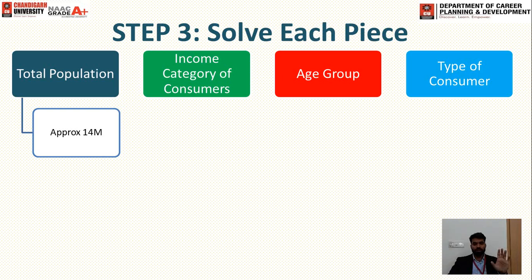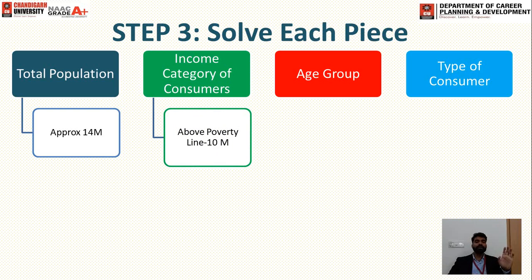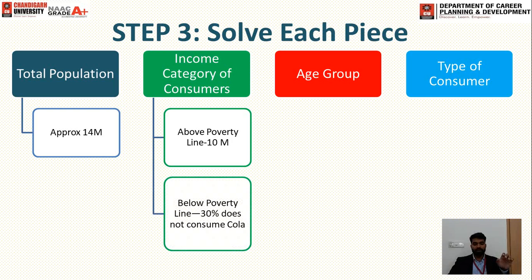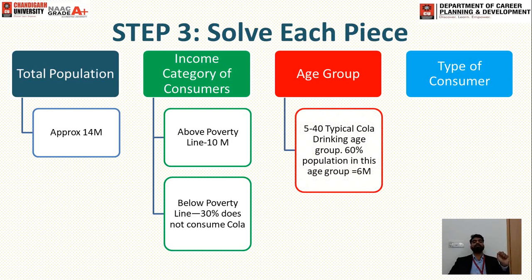Now we can talk about the income categories. Okay, below poverty line, somehow we have that particular stat, we know how many people are above the poverty line and how many people are below the poverty line. So we are assuming, as per the statistic, that there are 10 million people above the poverty line. Below poverty line, that is 30%, does not consume. We are actually taking this into account, that they will not be spending their hard-earned money on these things. Okay, then we have age group like 5 to 40, typical cola drinking age group, like 60% of the population.